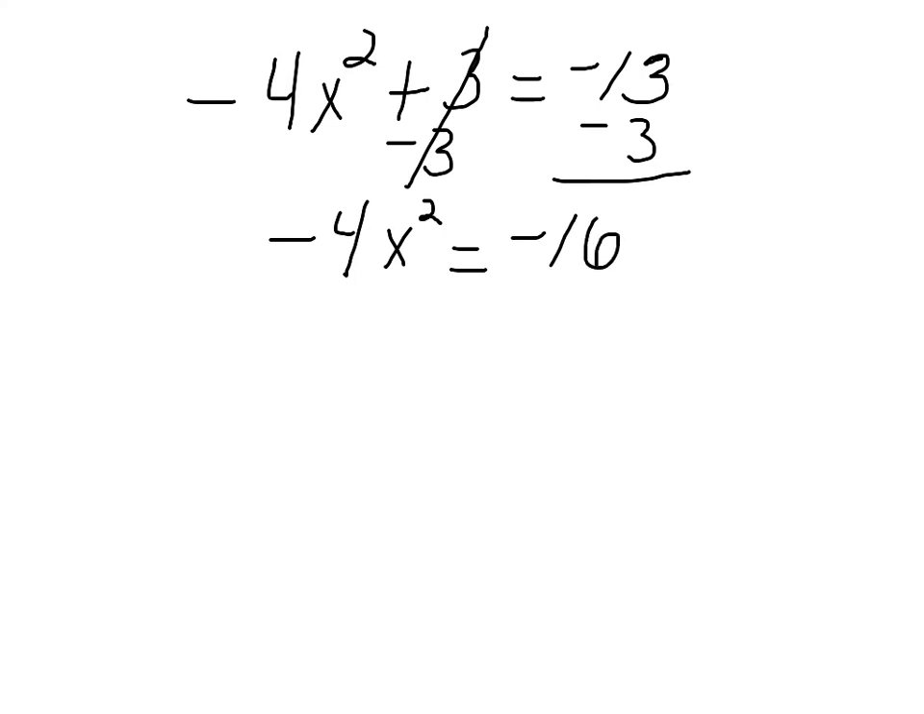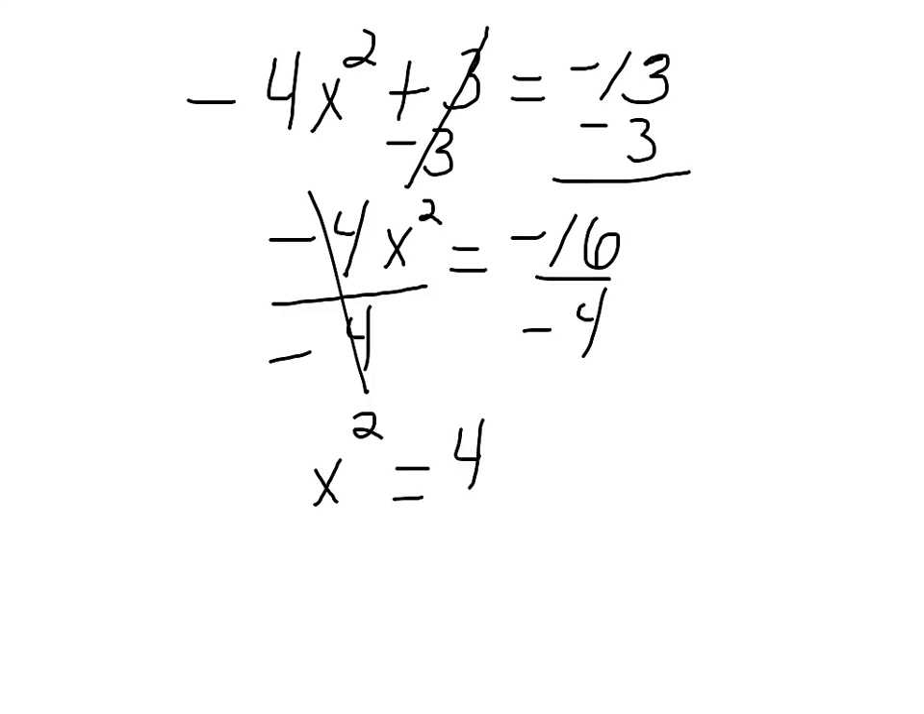Our next task is to get rid of the negative 4, which is multiplying with the x squared. We undo multiplication by dividing. Those will cancel out. And then on the right-hand side, negative 16 divided by a negative 4 will give us a positive 4. The last thing we have to do now is to undo the squaring. We do that by square rooting. And if we take the square root of 4, we get positive and negative 2.